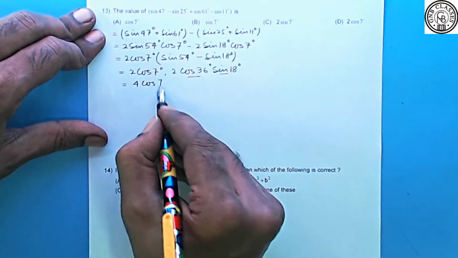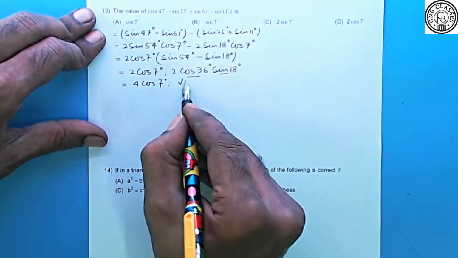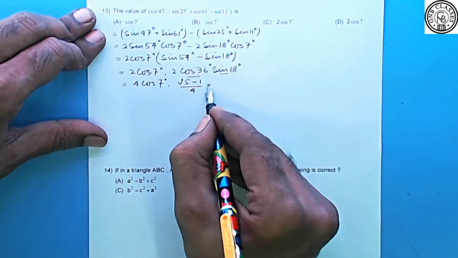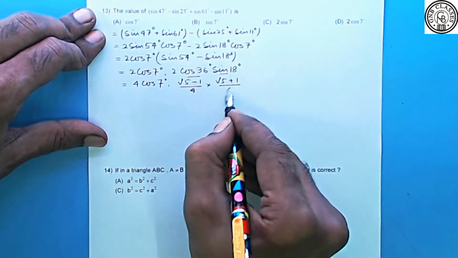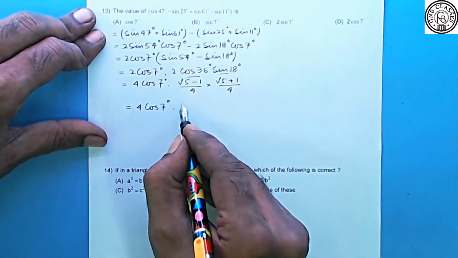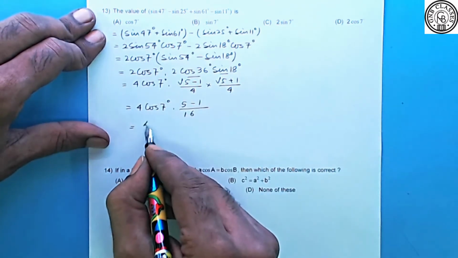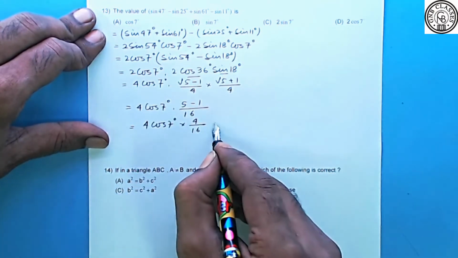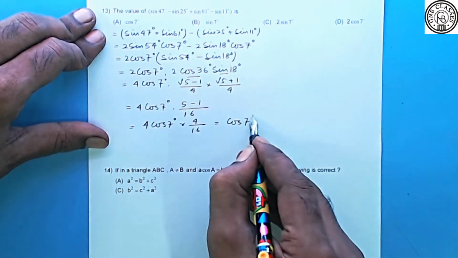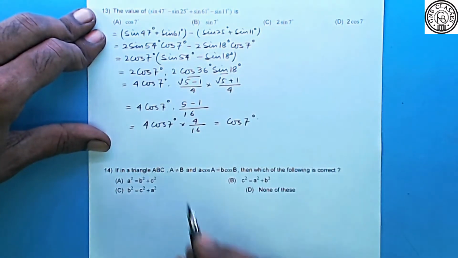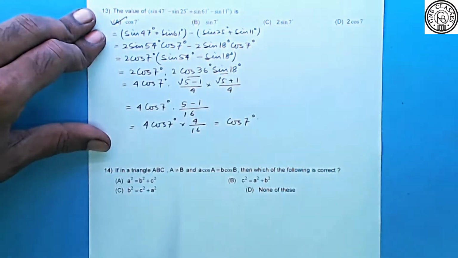So we are having sin 18 degree is root 5 minus 1 by 4 and cos 36 degree is root 5 plus 1 by 4. So we are having... left with cos 7 degree only, hence our option A is correct.